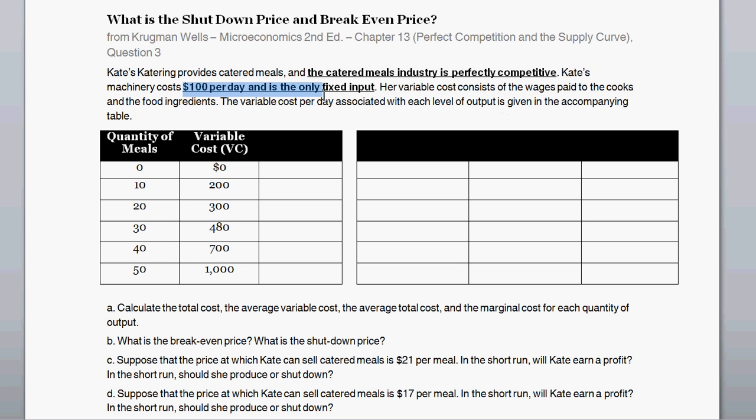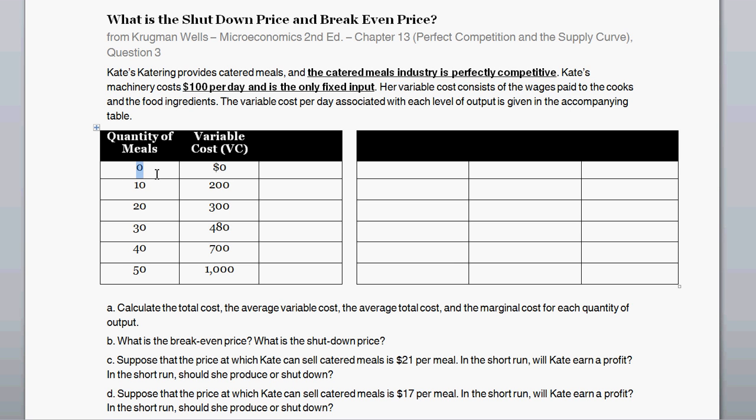It's $100 per day and is the only fixed input. So this is money that Kate has to pay whether she produces any meals or not. She still has to pay this fixed cost. Her variable cost consists of wages paid to cooks and food ingredients. The variable cost per day associated with each level of output is given below.